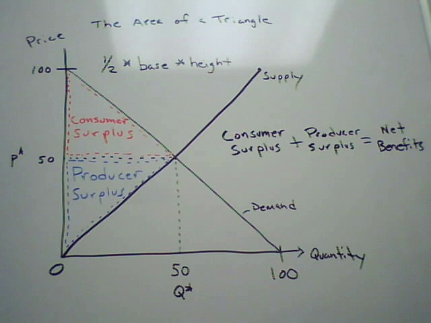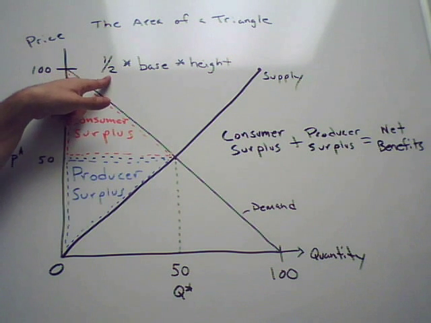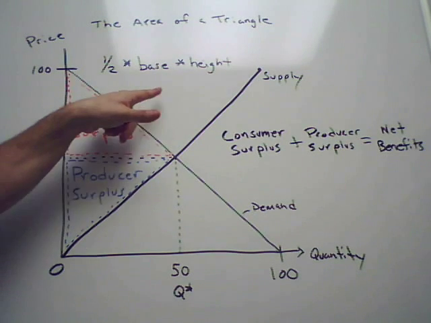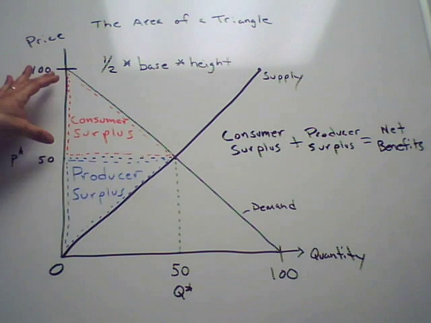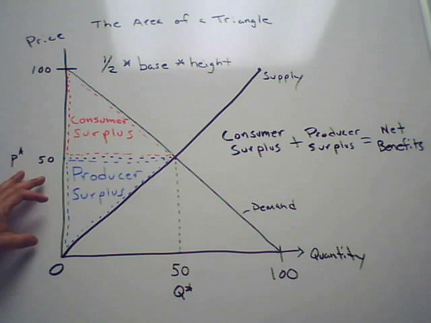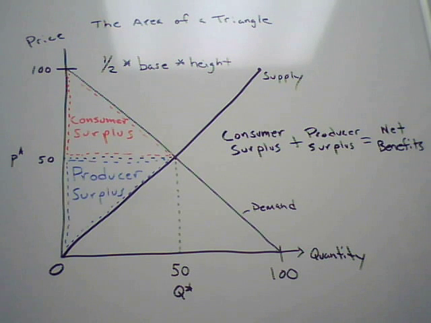So in order to calculate the consumer surplus and the producer surplus, to get at the measure of welfare that we're calling net benefits, I need to estimate the area of a triangle. To do that, I just use this formula that says 1/2 times the base times the height will give me the area of any triangle that we're looking at.